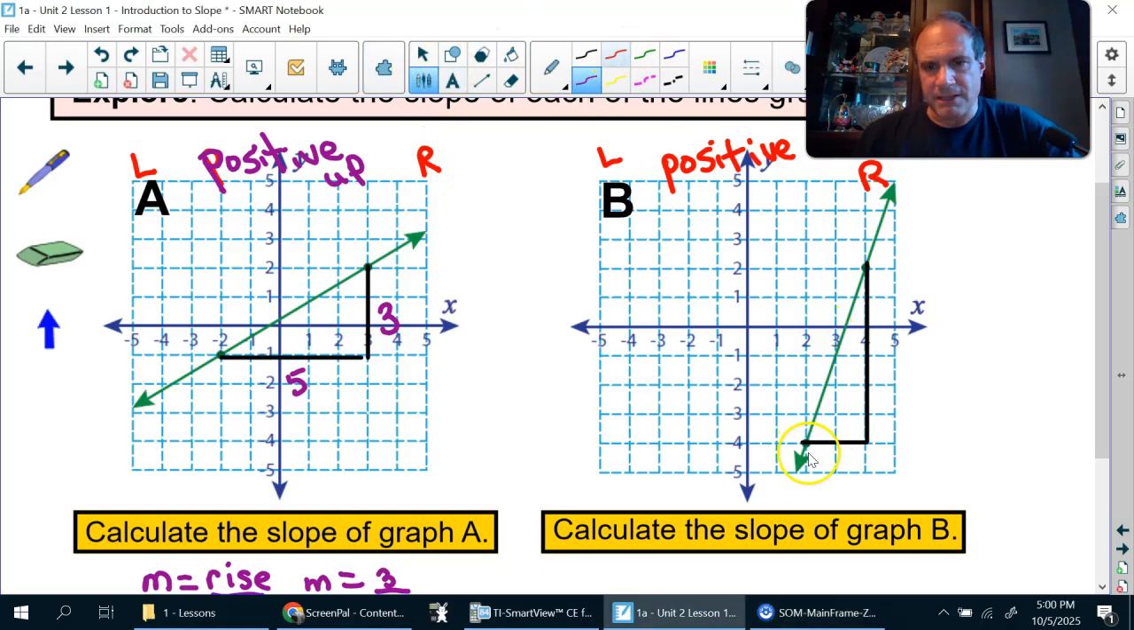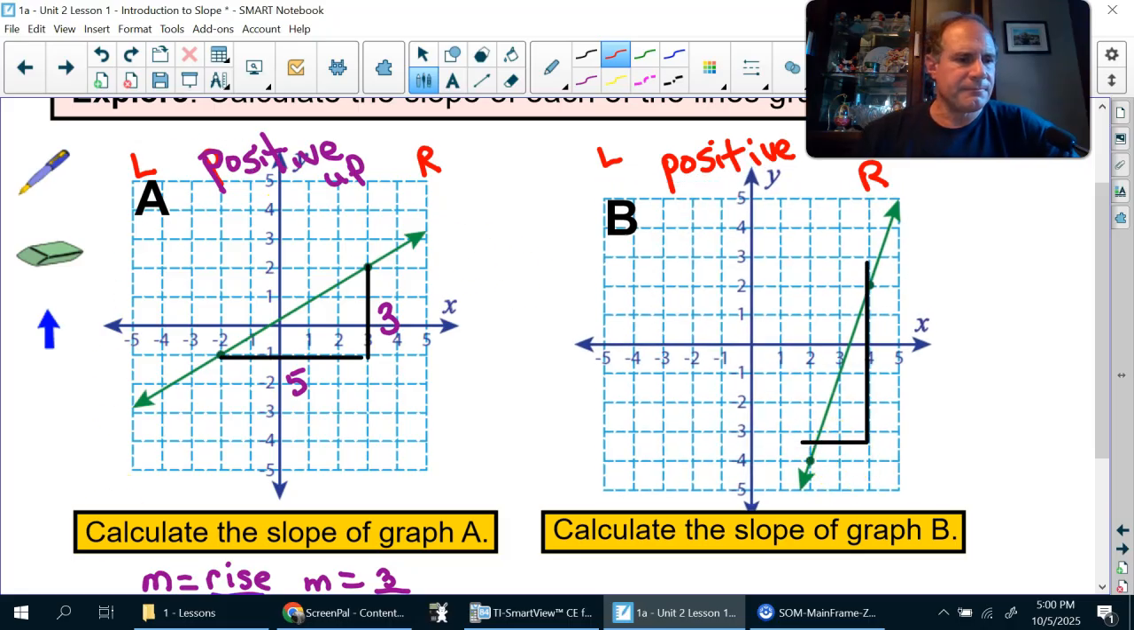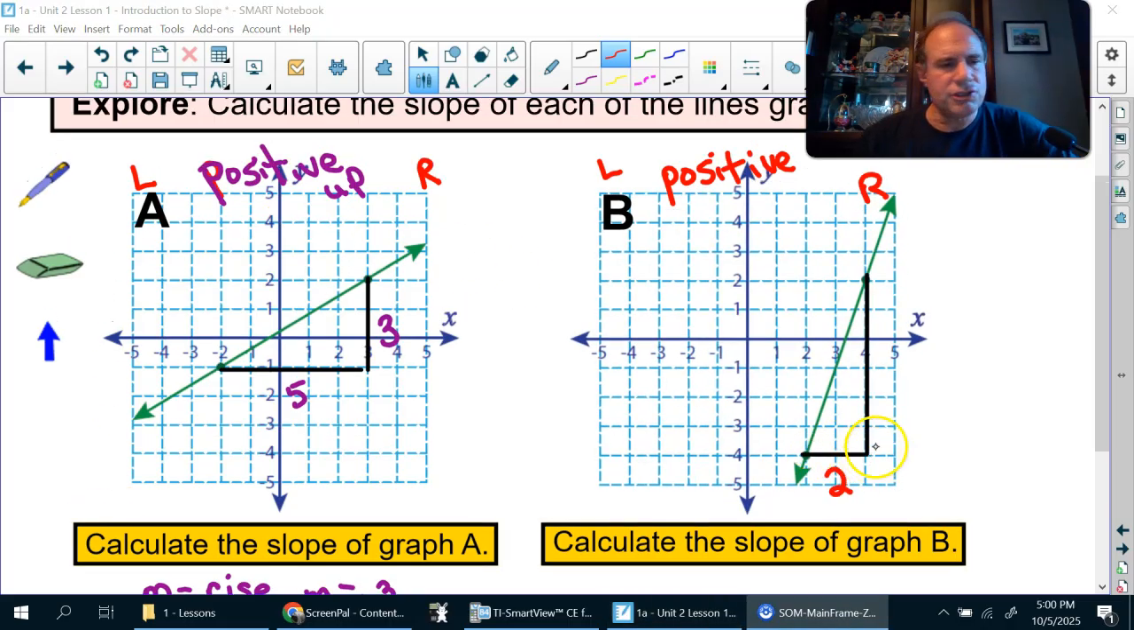We know it's a positive slope, so this is 1, 2. That's positive. That's 2, and remember it's positive because we went to the right. And this is 1, 2, 3, 4, 5, 6. And that is positive because we're going up, right?